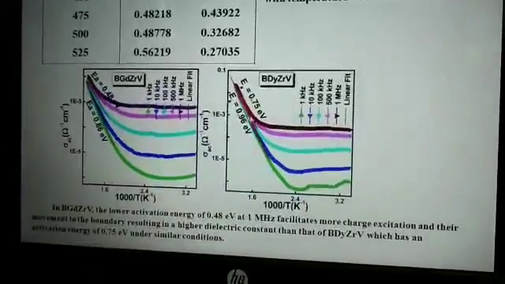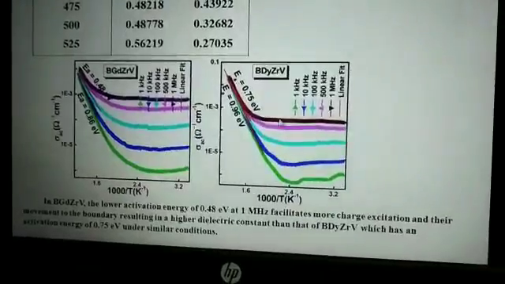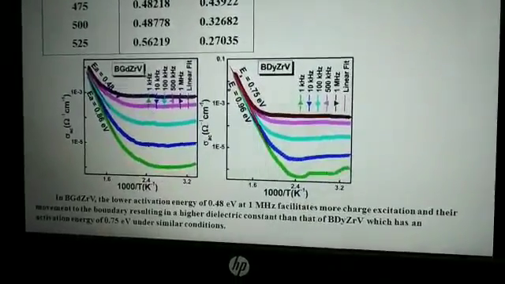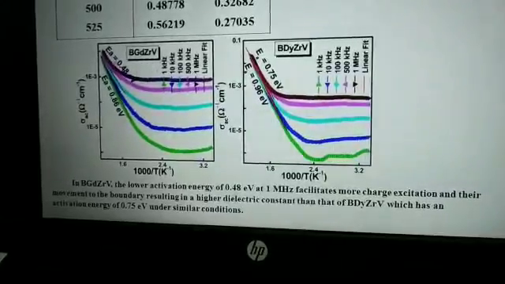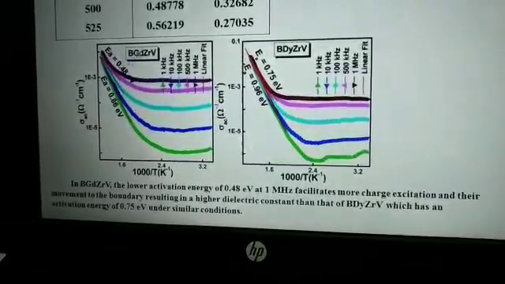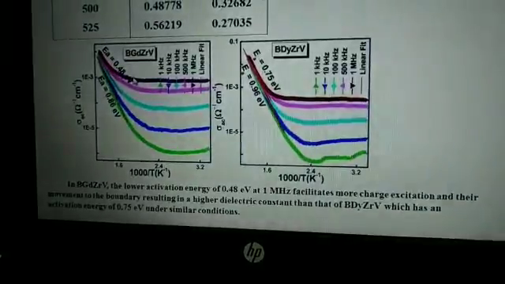This is the temperature dependent conductivity curves, and here the activation energy is calculated by the Arrhenius equation. In BGdZrV, the lower activation energy facilitates more charge excitation and their movement to the boundary, resulting in a higher value of dielectric constant.